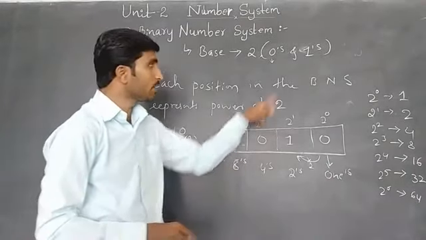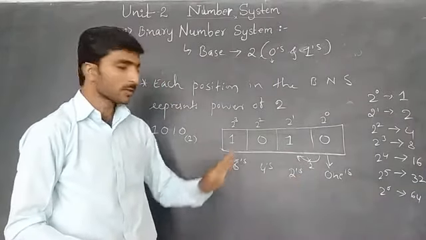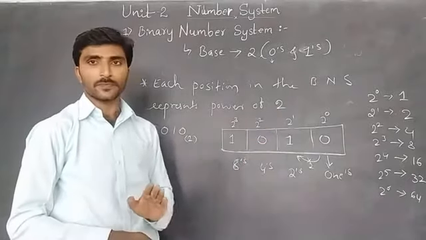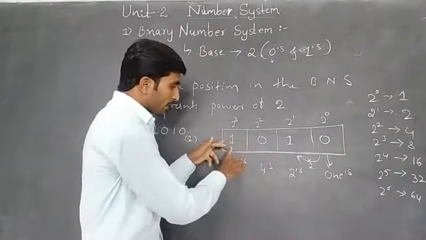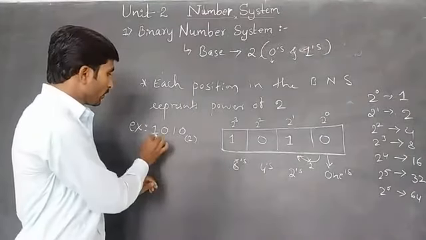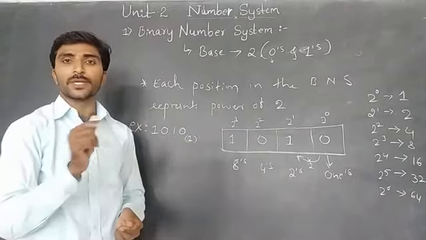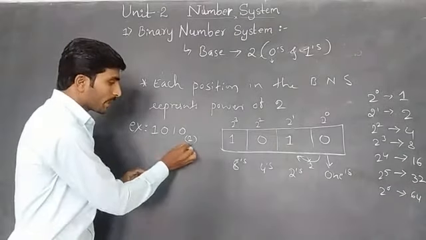Okay, what is the base here? 2. So for that you have to multiply by 2 like this. Okay, so this is how you are writing. For example, assume this is an example: 1010. We know this is a binary number system because it has base 2.